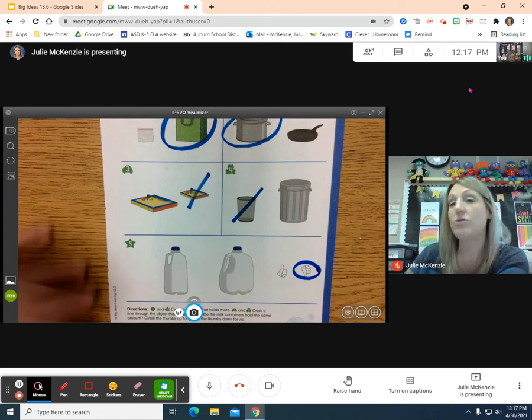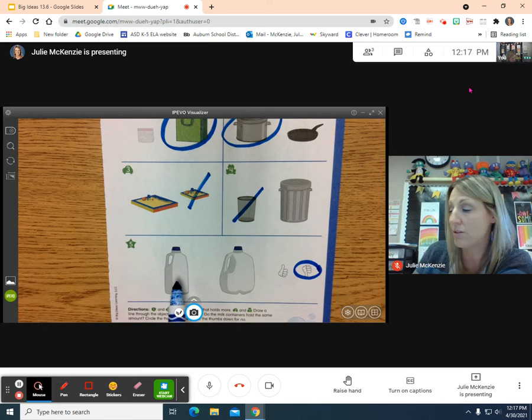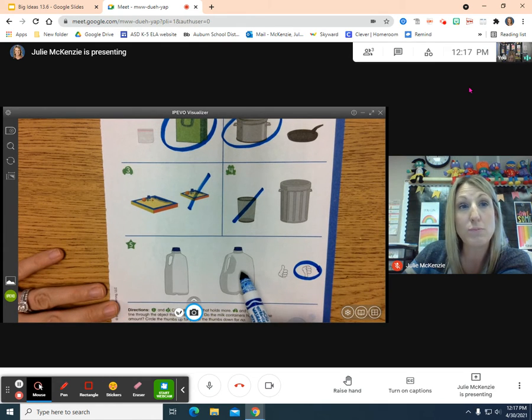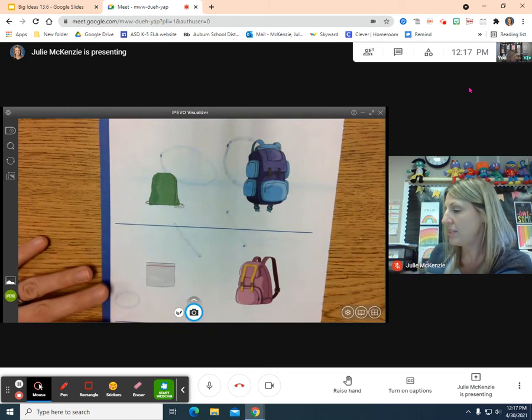No, they do not. This milk jug is much smaller. It cannot hold as much milk. This milk jug is much bigger. It has a greater capacity. Okay, take a look at this side.